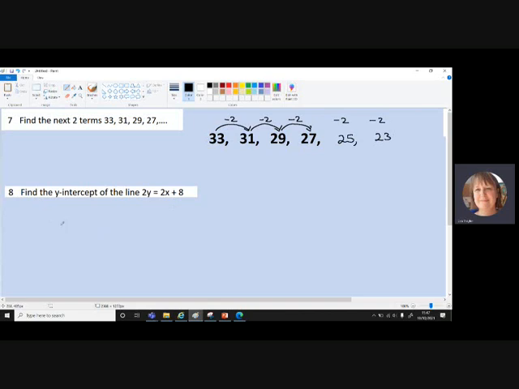Okay. Question 8. Find the y-intercept of the line 2y equals 2x plus 8. This is something that can be completed without a graph, and you can do it by identifying the key features of that particular expression. But what we have here is an issue that we need to deal with first of all. We have 2y equals 2x plus 8.